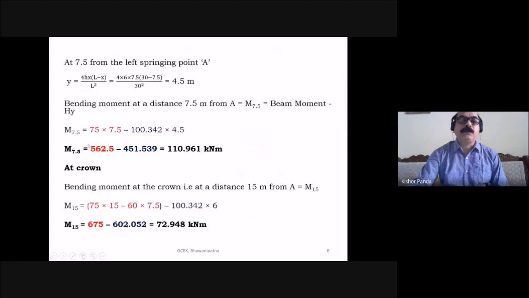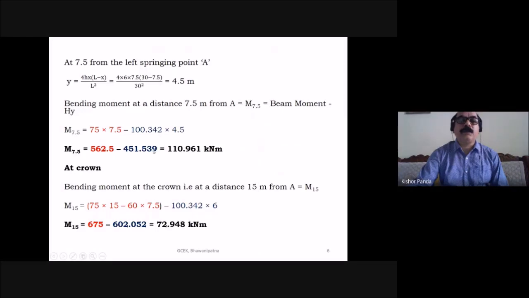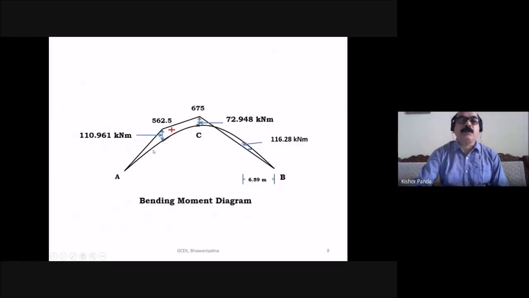562.5. This is the B moment, the total ordinate, and this is the ordinate of the Hy due to the horizontal thrust, 451.539. So this is your 562.5, and this point is your 451.539. So the maximum positive moment is equal to 110.961.